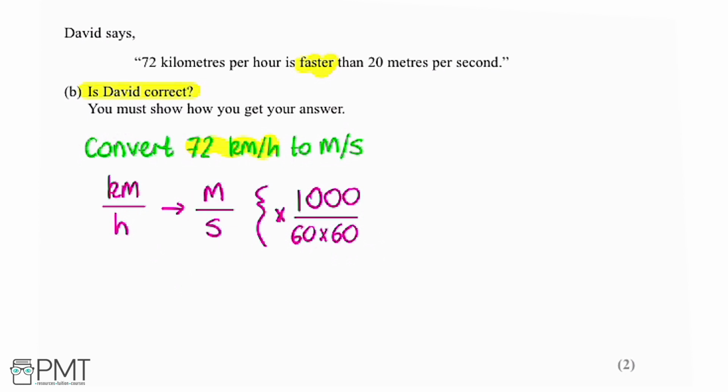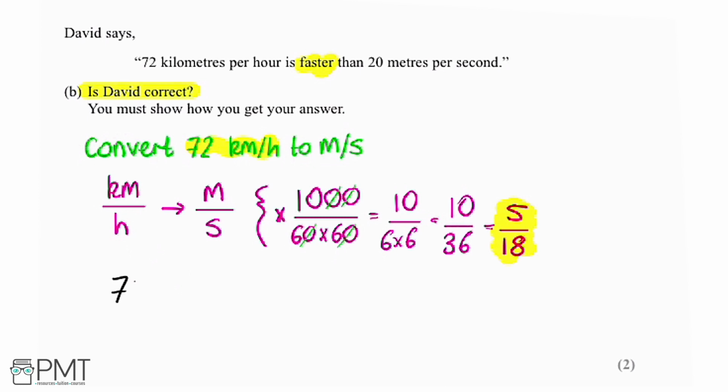Cool, but just before we do that, I'm going to simplify this down a bit so it's a bit easier to work with. Because we're multiplying 60 by 60, and then we've got 1,000 on top, I'll be able to divide the top and the bottom by 100. So we'll be left with 10 over 6 times 6, which is 10 over 36. Then I can divide the top and bottom by 2. So I'll be left with 5 divided by 18. Perfect. So this is the number we're going to use to carry out the conversion.